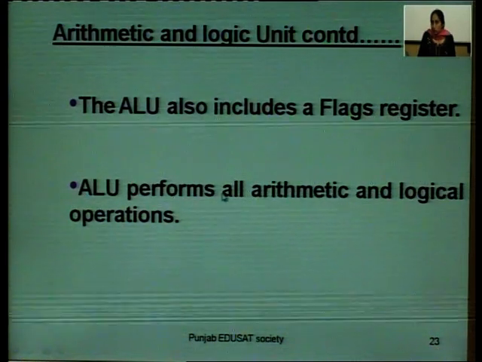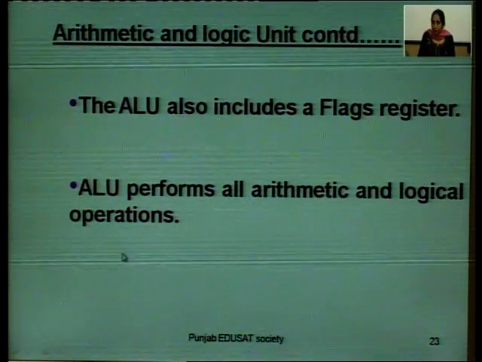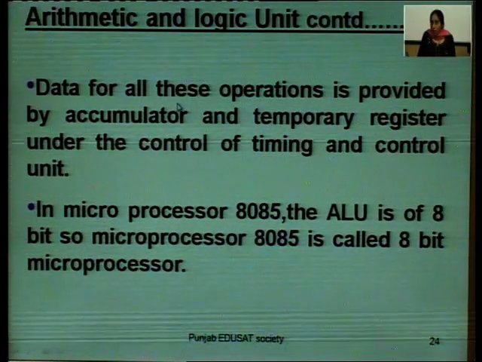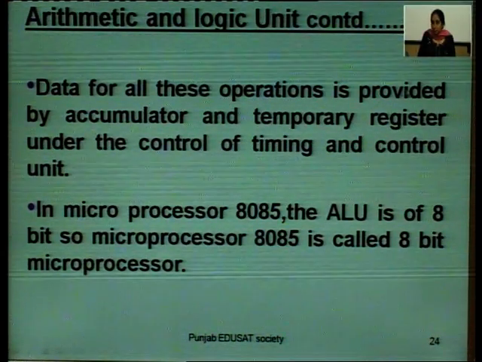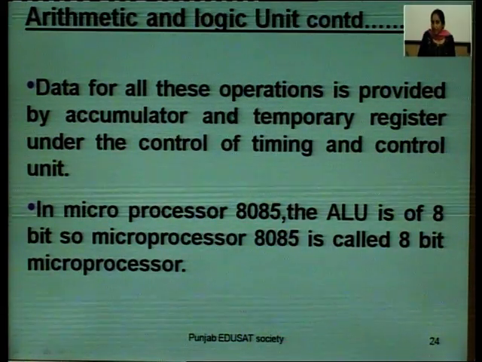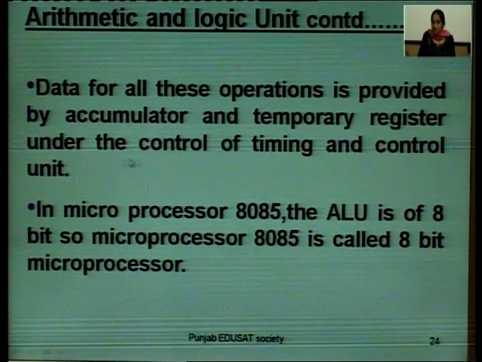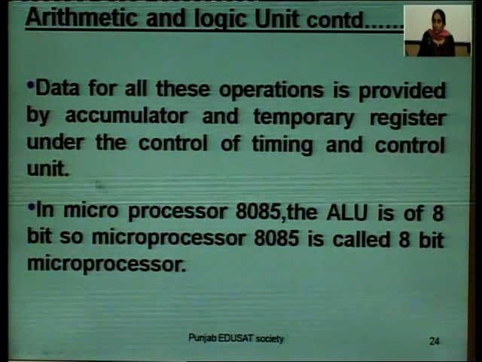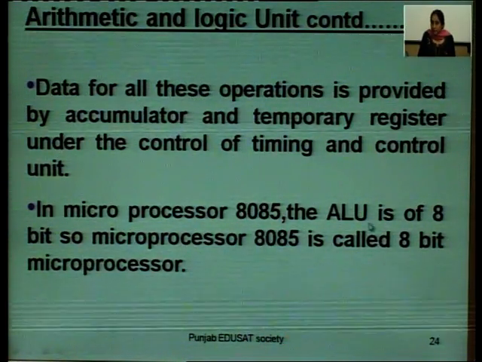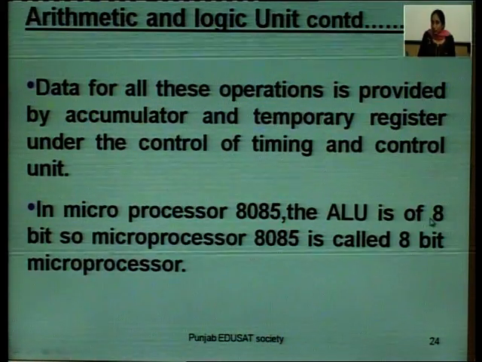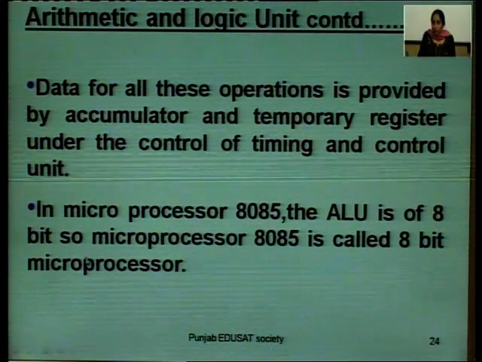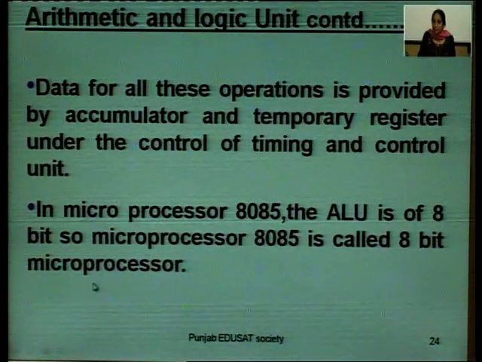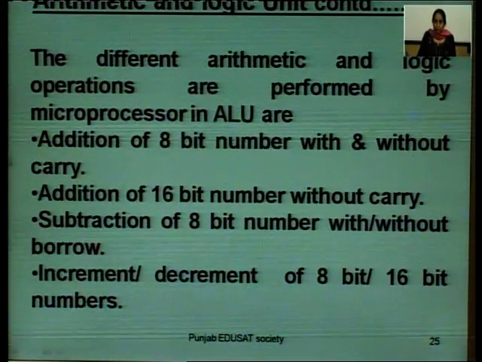ALU performs all arithmetic and logical operations. Data for all these operations is provided by accumulator and temporary register under the control of timing and control unit. In microprocessor 8085, the ALU is of 8 bit. So, microprocessor 8085 is called 8-bit microprocessor.